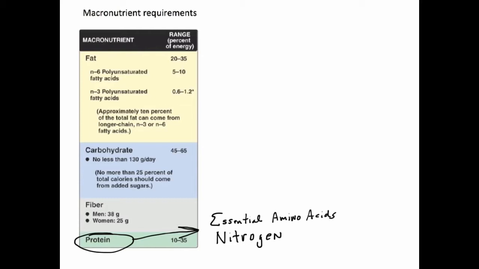We lose nitrogen through urine and other waste products, and so we have to replace it in order to maintain nitrogen balance. Protein is the main source of nitrogen in the diet. We need about 10 to 35% of our energy to come from protein, or about 50 grams of protein a day to maintain nitrogen balance.